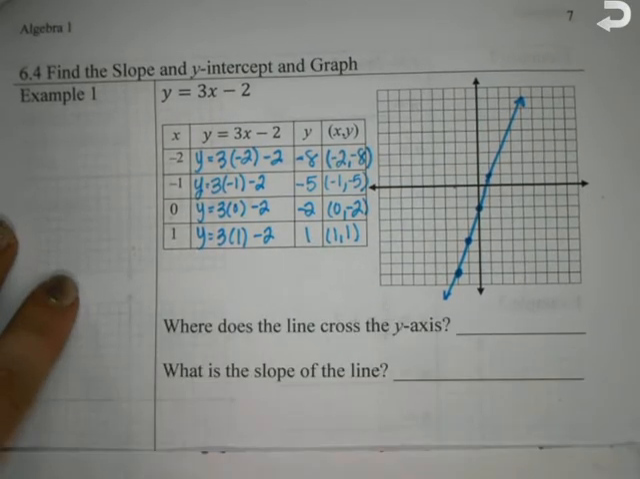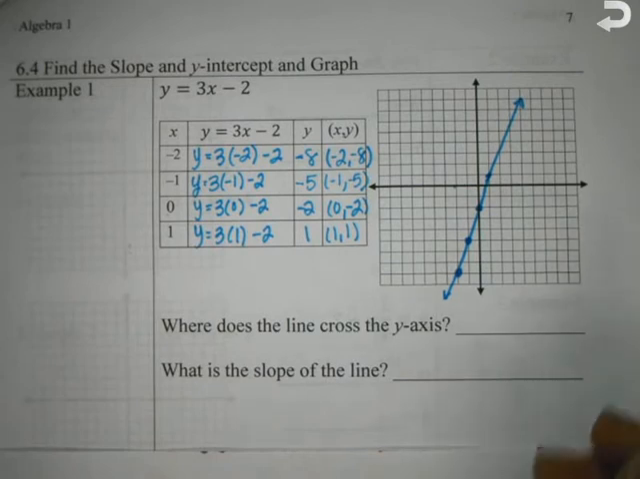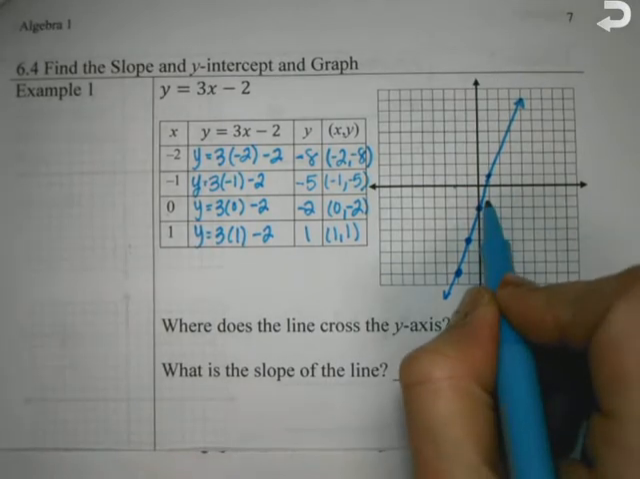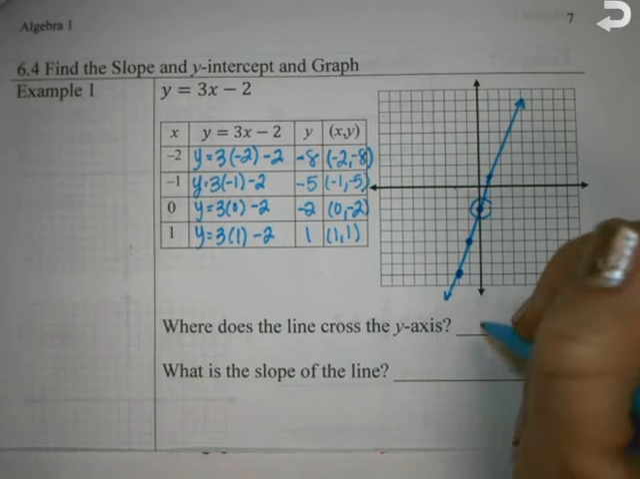Okay, couple questions. Where does the line cross the y-axis? What's the point where it crosses the y-axis? 0, negative 2, right? Okay, so let's write that. 0, negative 2.